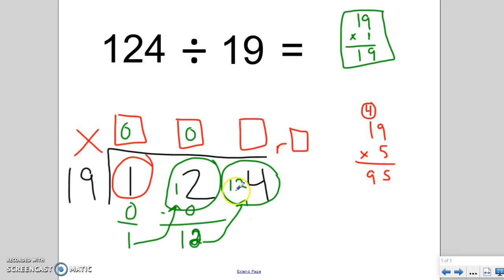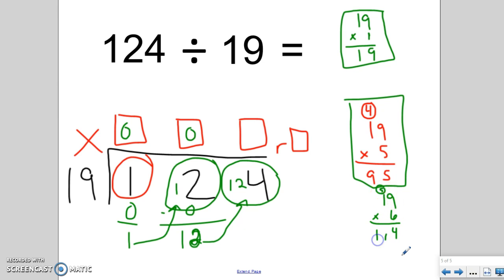Take a look at this. Really big target. 1 is nowhere close, but take a look at 5. 5 gets us closer, but probably not close enough. So I'm going to go ahead and I'm going to try 6. 19 times 6. 9 times 6 is 54. Carry the 5. 1 times 6 is 6, plus 5 is 11. Ooh, 114 is closer.